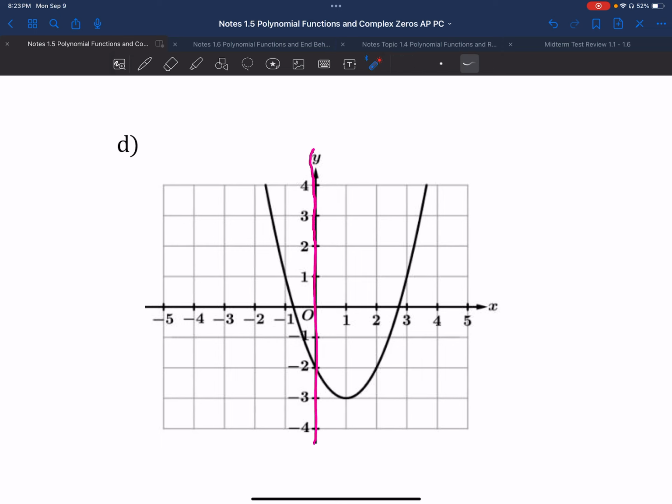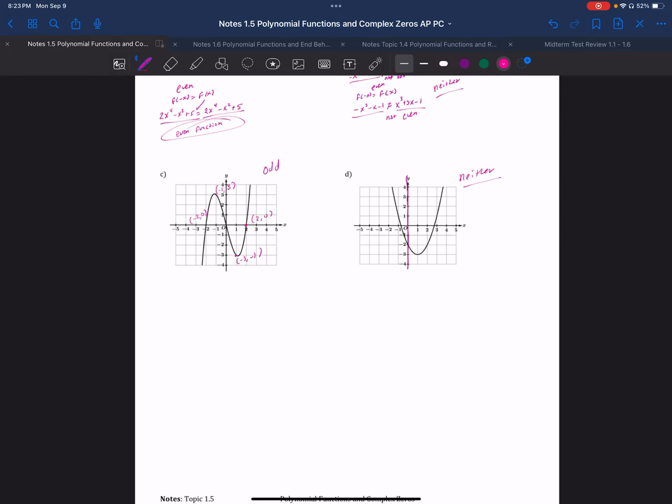You are symmetric over this random x equals +1. But again, in order for you to be an even function, it has to be symmetrical about the y-axis, which is not. So since it failed the odd test, it's not odd. You failed the even test, it's not even. So I'm going to say that this one is neither.